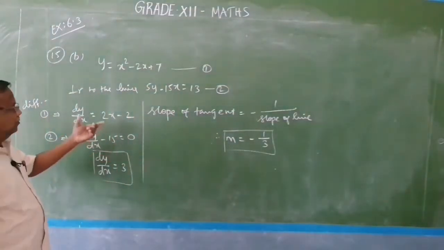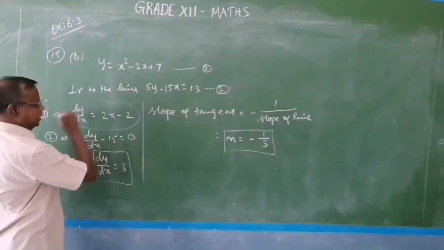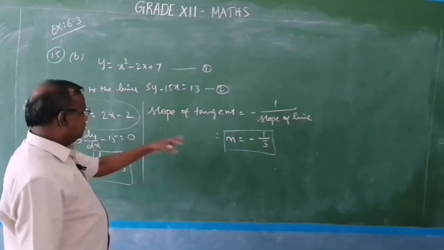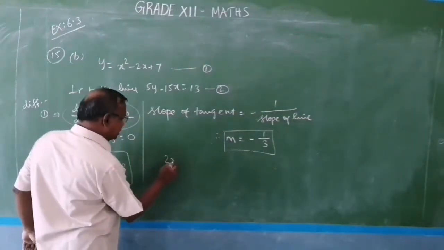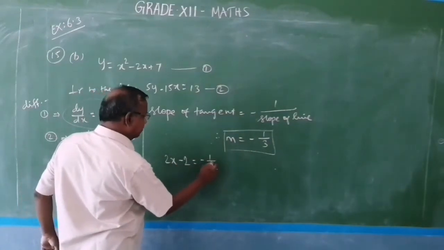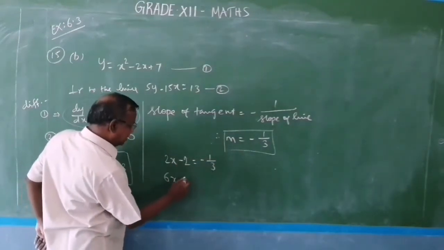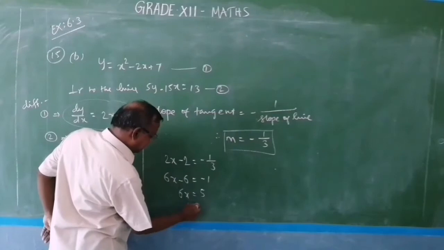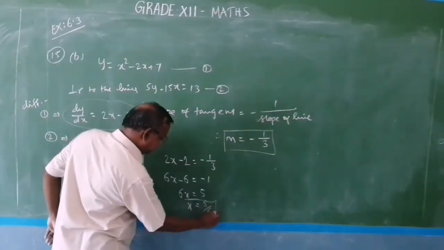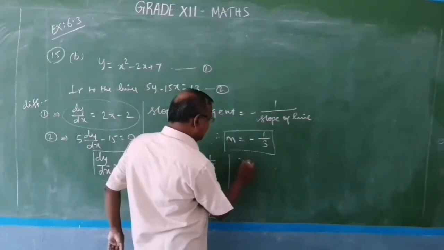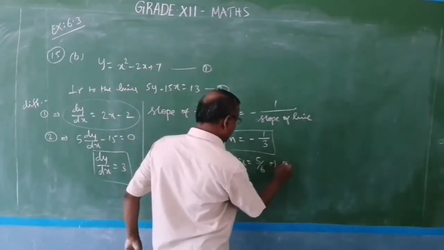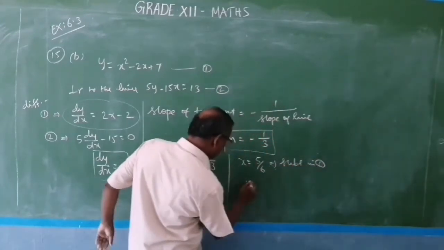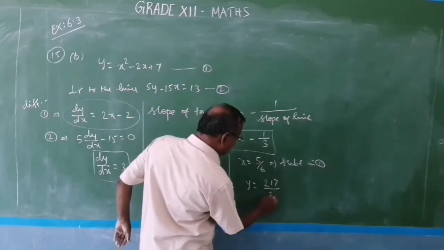And we need to equate now the dy by dx, that is the slope of tangent. Here we find the slope. So in order to find the point of contact, we have to equate these two, that is 2x minus 2 equal to minus 1 by 3. That means 6x minus 6 equal to minus 1, or 6x equal to 5. So x equal to 5 by 6. Now substituting x equal to 5 by 6 in equation 1, we have y equal to 217 divided by 36.